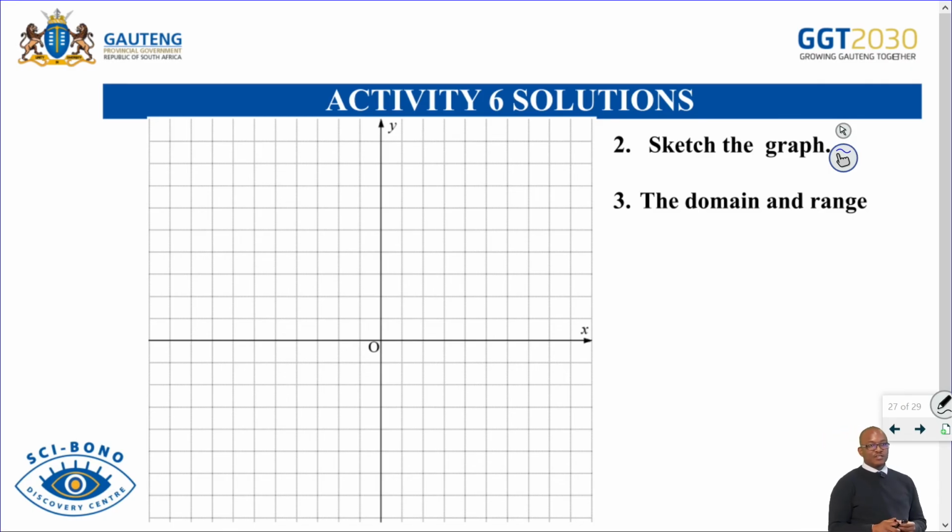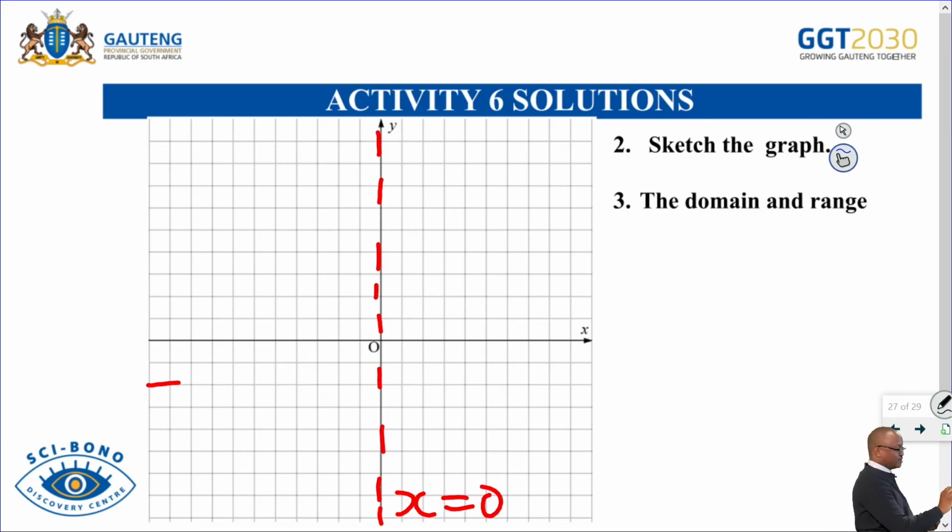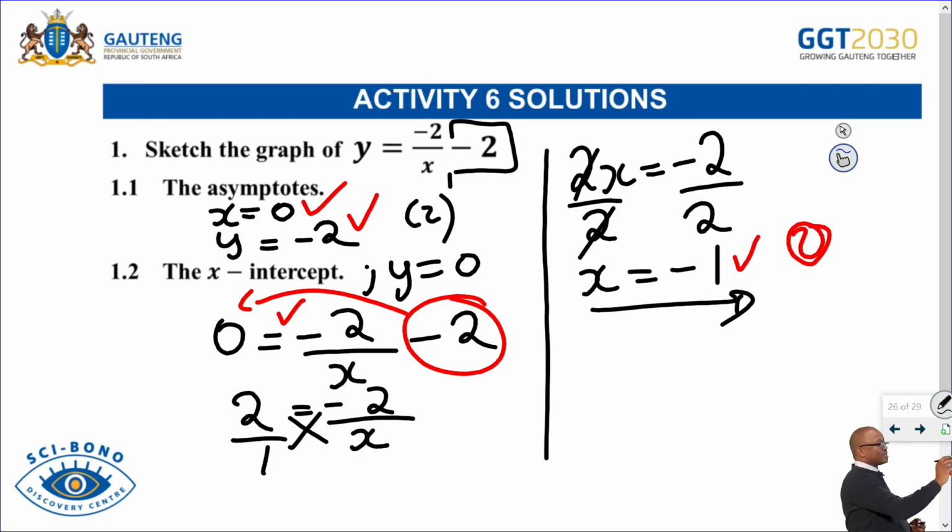we agreed that for us to sketch this graph, the first thing that we do is to indicate your asymptote. x is equal to 0 and the other one was y is equal to -2. So those were our two asymptotes.